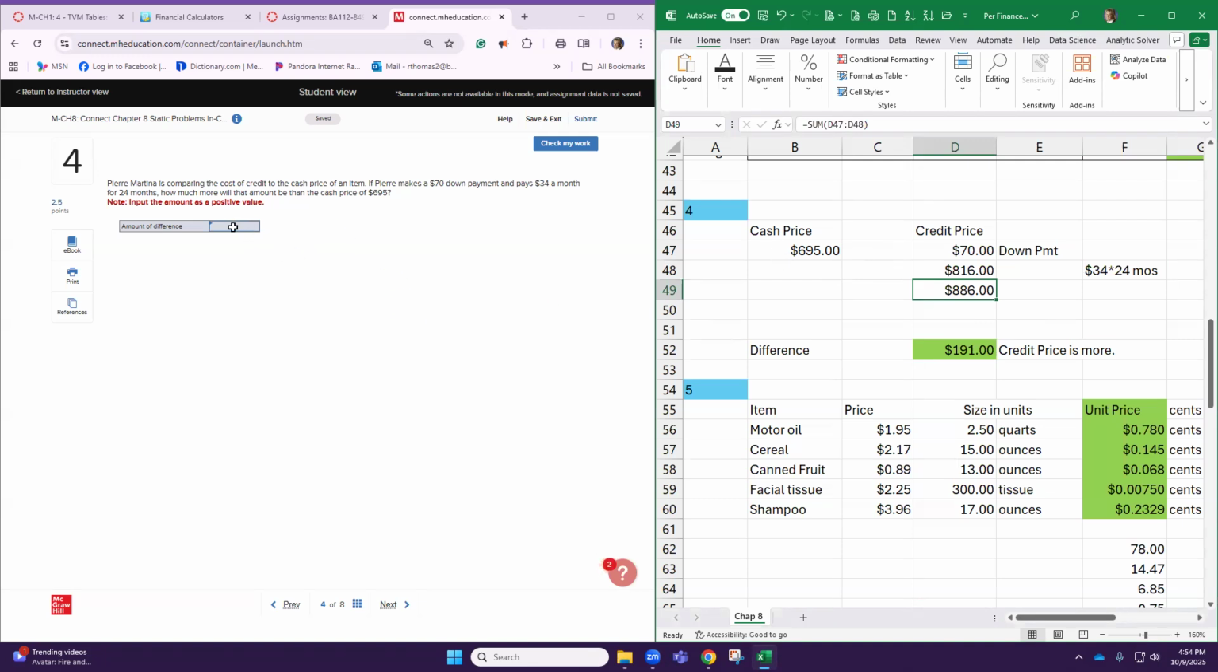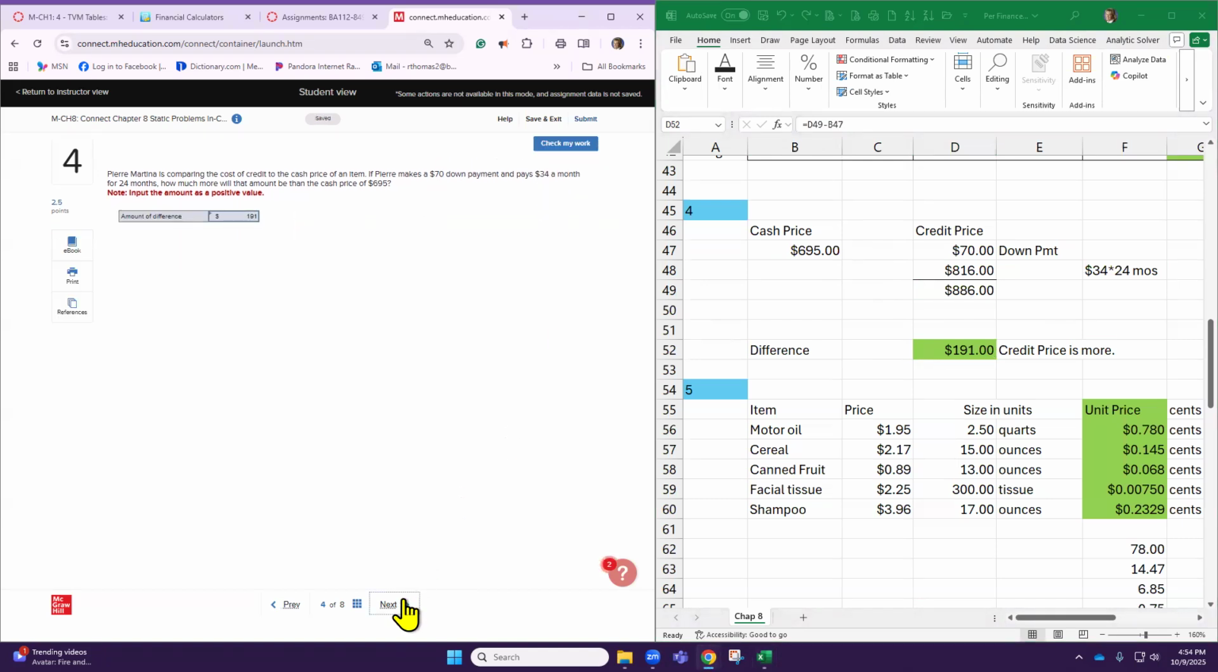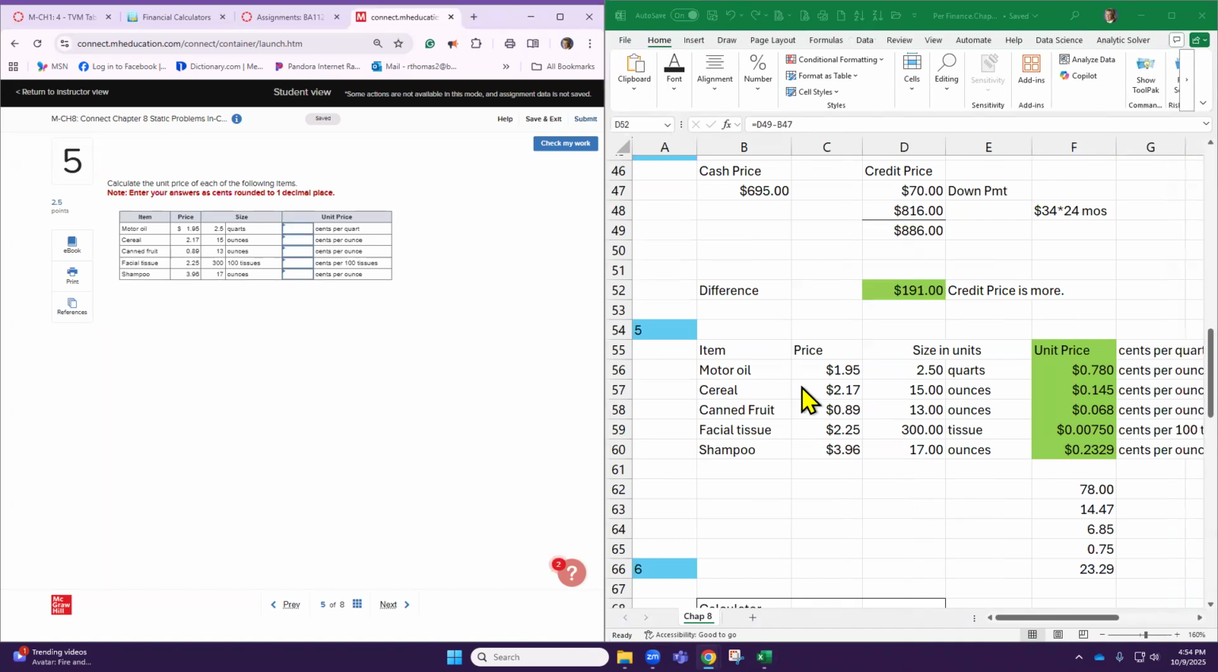It depends on what the item is, but the difference between the cash price and the credit price is $191. So credit price is more, which is not surprising. Okay, so let's check our work. Number 5. We have quite a few items here that we're going to understand how to get to their unit price. Okay, a unit price.